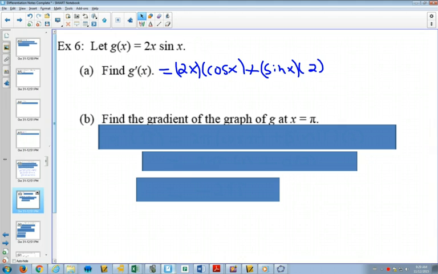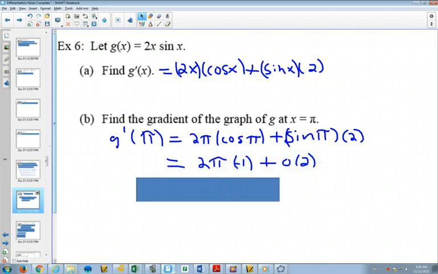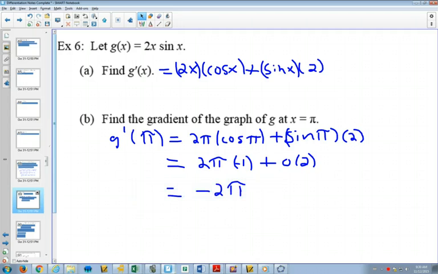Then that is, the derivative again, is all of our tangent lines at every single point. So if we want to find the slope of the graph at x equals pi, all we have to do is plug in pi. Think of our unit circle values. Cos of pi is -1. Sine of pi is 0. So we get a slope of -2 pi.